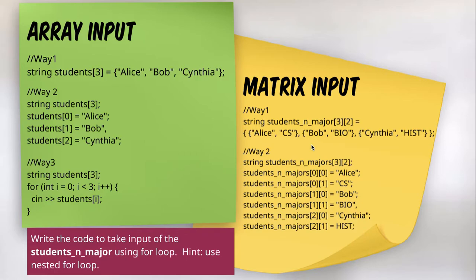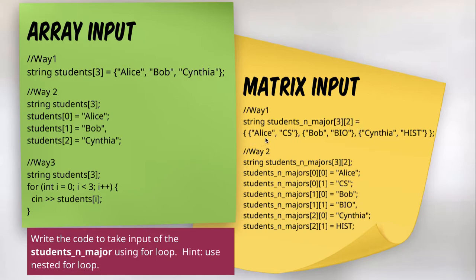Now let's see the scenario in a matrix. As I have told earlier, a matrix is just an extension of an array. Basically, it is a two-dimensional array. So instead of only one size, in a matrix you have to specify two different sizes. The first one is the number of rows and the second one is the number of columns. So the matrix students and measures has 3 different rows and each row has 2 different columns.